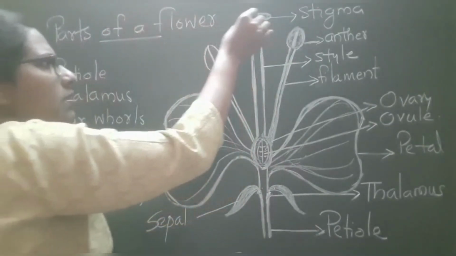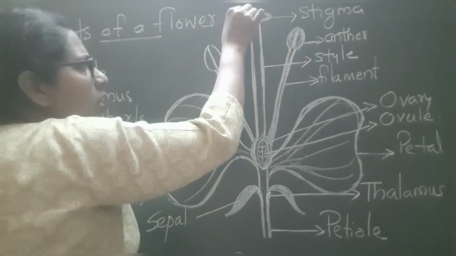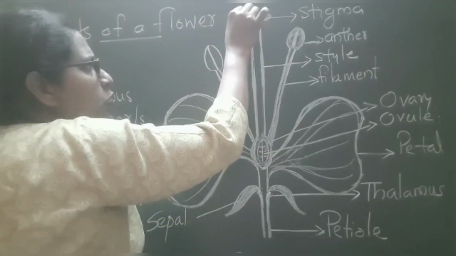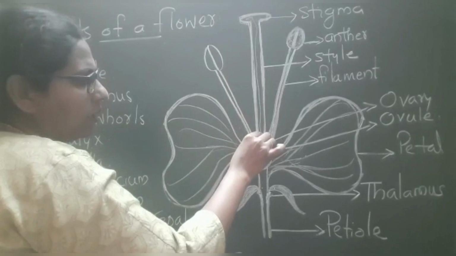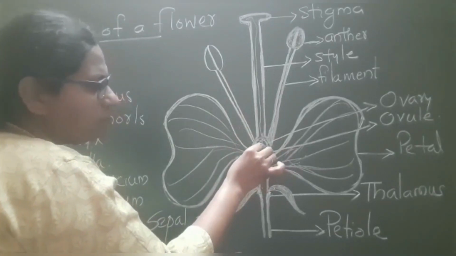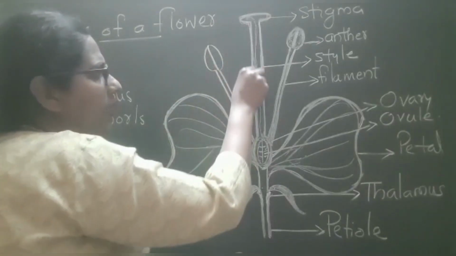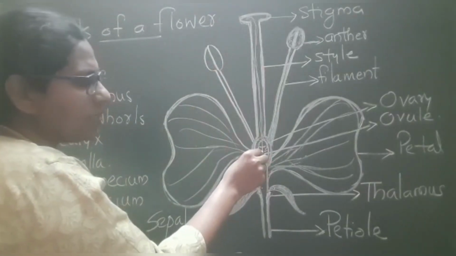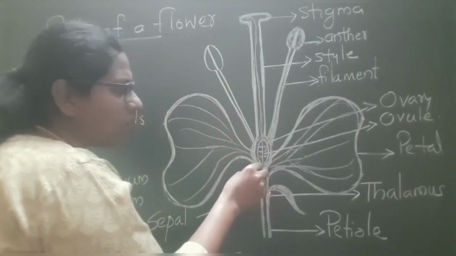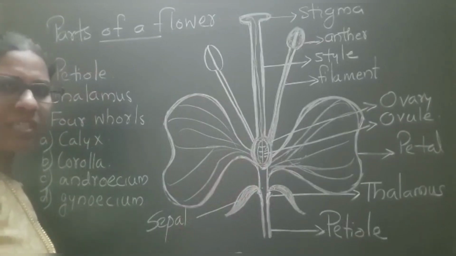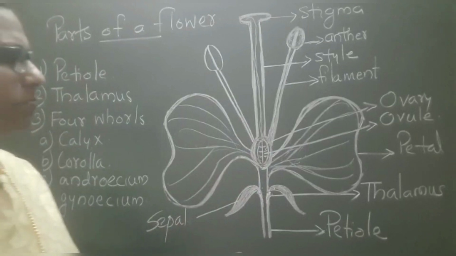This insect drops the pollen grains there, and once it deposits there, it travels down to the ovary. In the ovule there are eggs. These male gametes and the eggs fuse in the ovule, and then the ovary turns to fruit and the ovule turns to seed. That is how fertilization takes place.